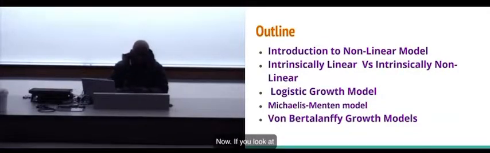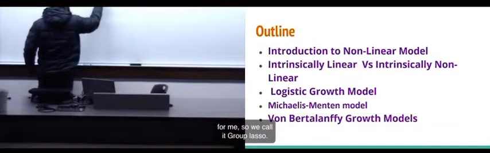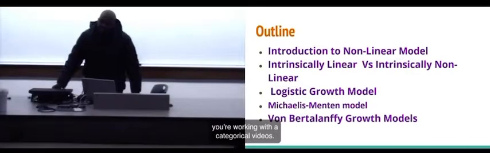Now, if you look at ridge regression, or shrinkage, when you're working with continuous predictors, of course, they work great. But working with categorical predictors, if you use lasso and ridge, then you're going to reach a wrong decision. So there's something that we call group lasso that can be used in that situation. Which is also beyond this class. Just for information, we call it group lasso. We use this group lasso when you're working with categorical predictors.